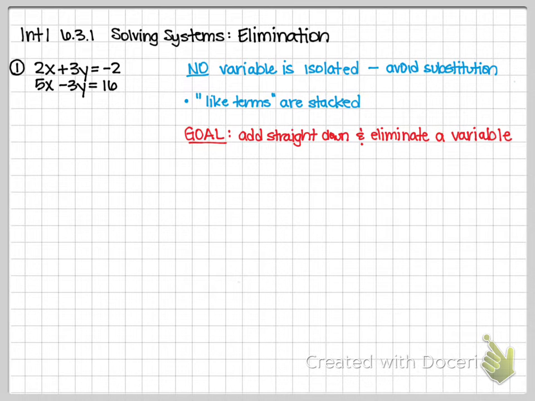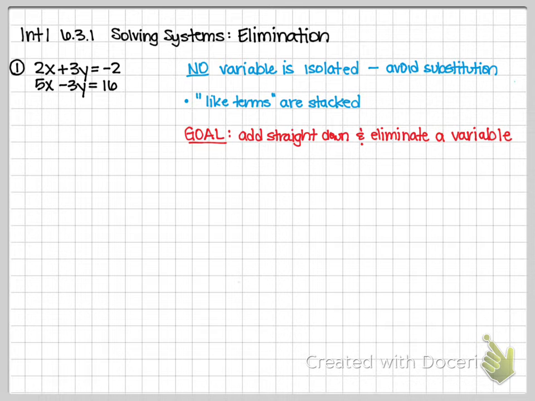So this whole stacking thing is pretty important. I don't want an x and a y stacked on top of each other because I know I can't add x's and y's. So that doesn't help me. So like terms stacked, and I want to add. So I guess my question is, taking a look at this system of equations, if I add straight down, will one of the variables eliminate and just turn into 0? That the 3y and the negative 3y, when added together, will turn into 0.